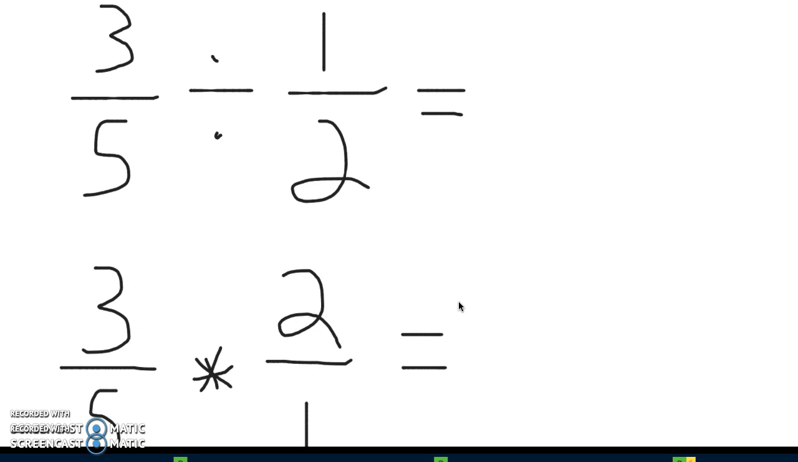And we know that multiplying fractions is really easy. All you do is you take both numerators and multiply them together. So we're going to do 3 times 2. That's going to give us 6. 5 times 1 is going to give us 5.